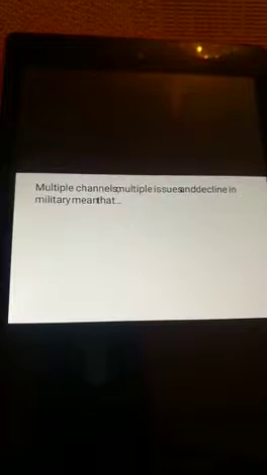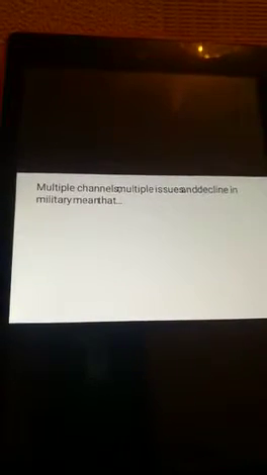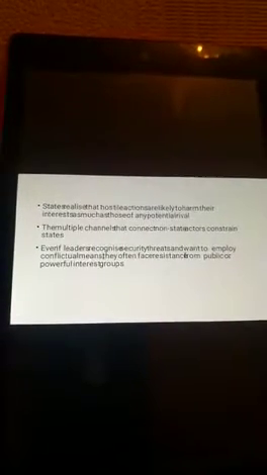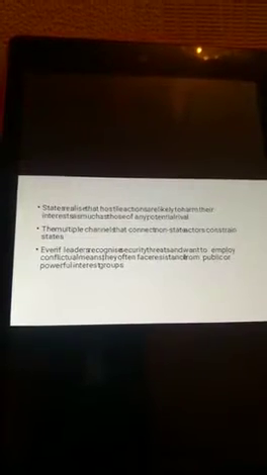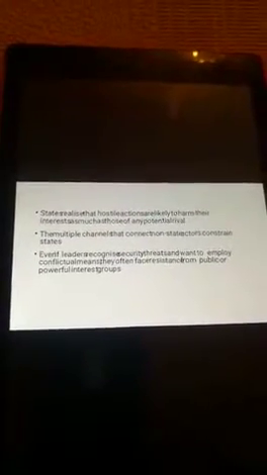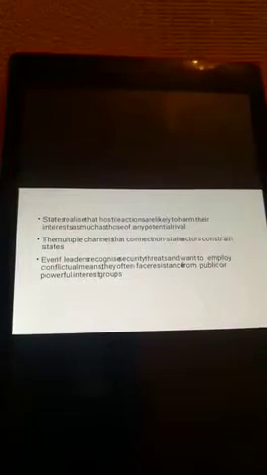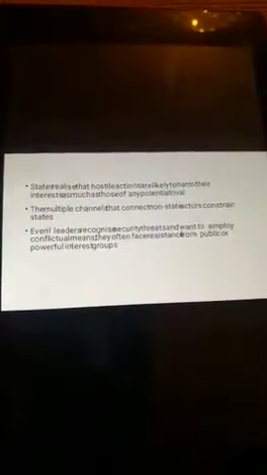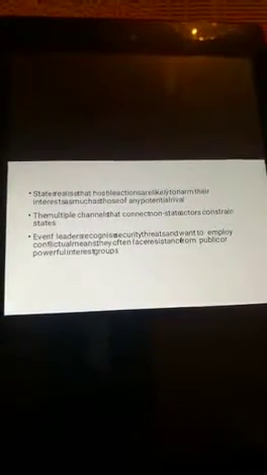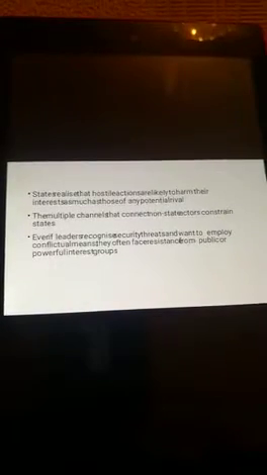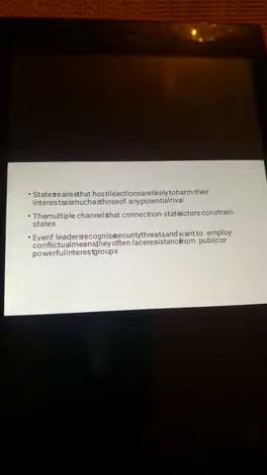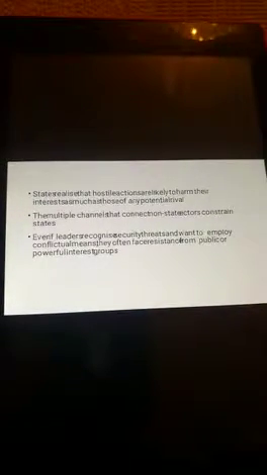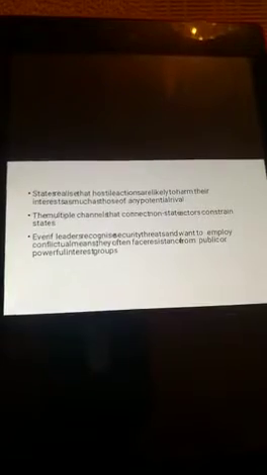Multiple channels, multiple issues, and decline in military mean that states realize that hostile actions are likely to harm their interests as much as those of any potential rival. The multiple channels that connect non-state actors constrain states. Even if leaders recognize security threats and want to employ conflictual means, they often face resistance from the public or powerful interest groups.